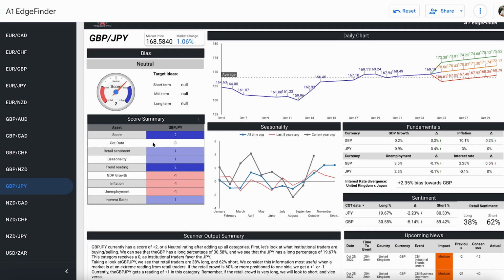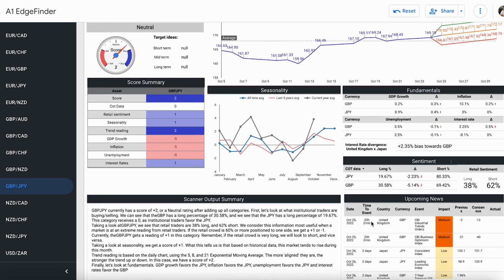But let's go through these scores here. COT data has a score of 0. We can look over here. Already took a look at COT data for the pound, so we'll just track the yen at the moment. Sits at 19.67% long and 80.33% short. So institutional traders both shorting the pound and the yen, although they are heavily short on the yen at the moment. Retail traders are overall short on this pair as well, 38% long, 62% short. Gives us a retail score of +1.